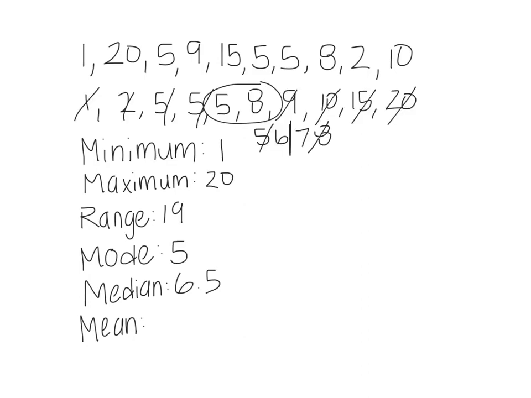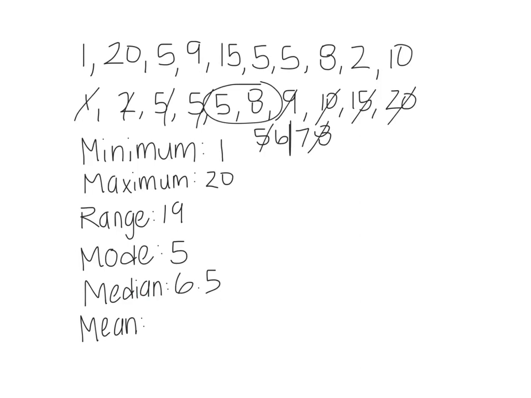So these are the first few answers that you should have. The minimum is 1, maximum is 20. The range, I do maximum minus the minimum, so I do 20 minus 1 to get 19. Mode, most common, the one I see the most is 5.